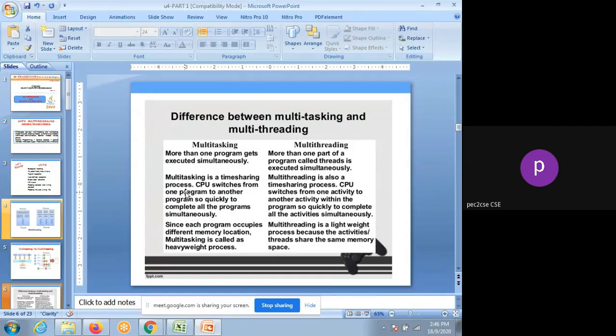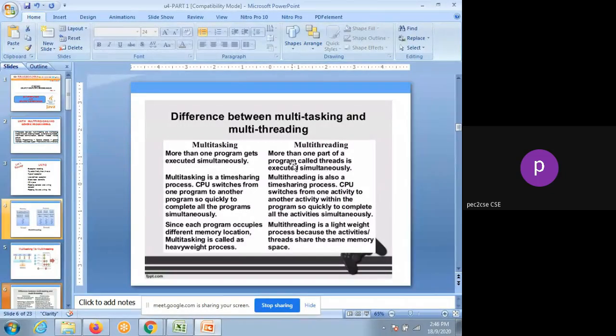Then what is multi-threading? More than one part of a program. That means one program is divided into several parts. One process is divided into sub-processes. So more than one part of the program, that is threads, is executed simultaneously.